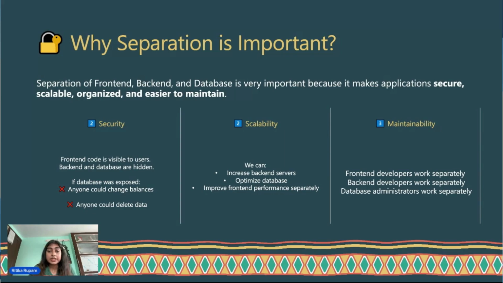Similarly, scalability. We can increase the back end servers. If these three were all bundled up together, then we could not do that. And maintainability comes in when the front end developers work separately. So how do they integrate into one? They can use different branches, push the code into them, and then combine it into a single web application that can be easily deployed on the production environment.